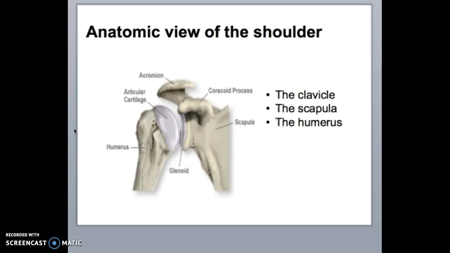Anatomic view of the shoulder. The shoulder is one of the largest, most complex joints in the body. Due to the humerus fitting so loosely into the shoulder joint, it has a large range of motion, such as abduction, adduction, flexion, extension, internal rotation, and more. Because the shoulder has such a large range of motion, it is very susceptible to injuries, such as dislocation of the shoulder. The shoulder is made up of 3 bones: the clavicle, the scapula, and the humerus.